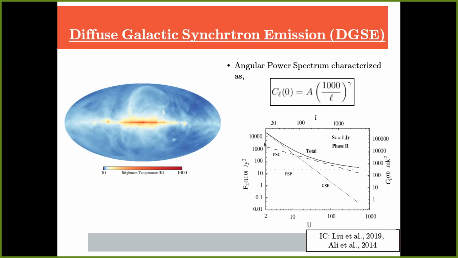Here we show the 3 contributions. The DGSE is supposed to go as around L to the power minus 2. Then this is the clustering part of the point source, which is a bit steeper than this, and the Poisson part of the point source contribution, which is independent of L, it is constant. Now you can see that these are in the hundreds of millikelvin square range, right?